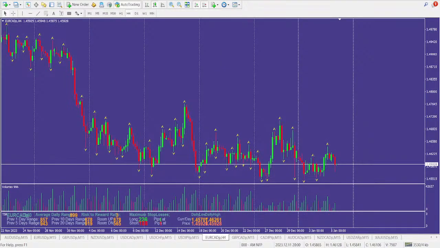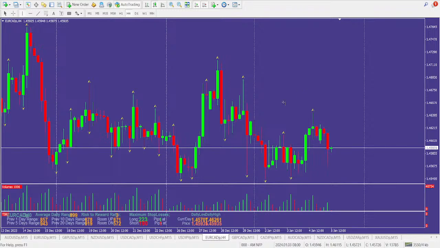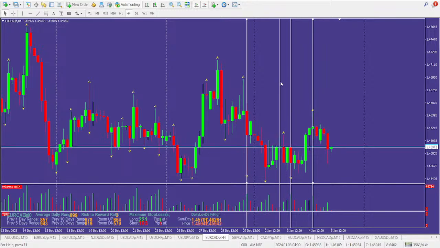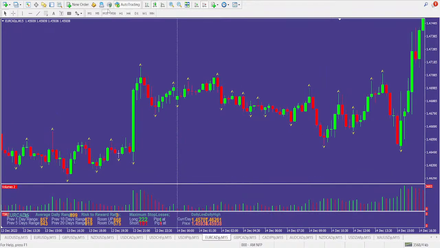EURCAD. Potential supply level here. Potential demand level over there. Another potential supply over there. And actually another potential demand level down here. Yeah, that's the 4-hour time frame, 15-minute time frame.